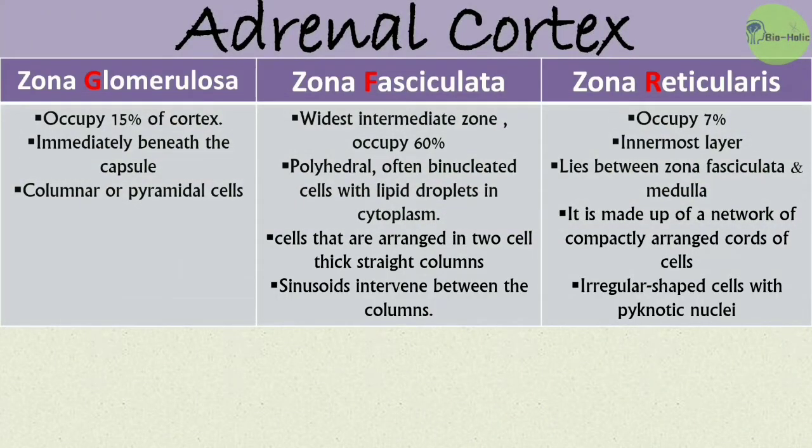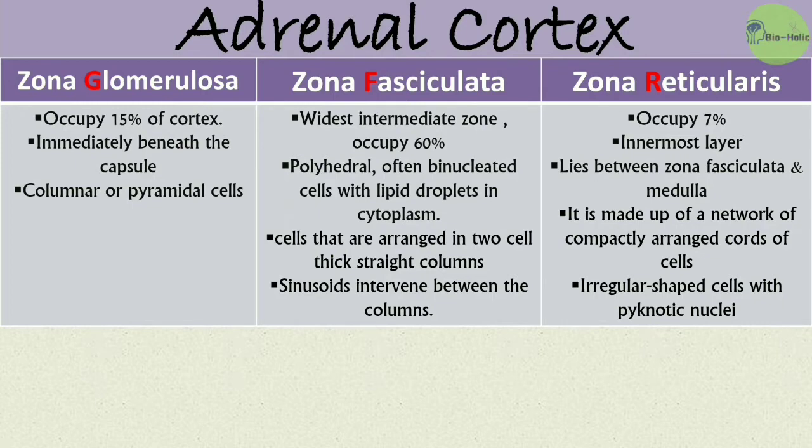It has three layers. The zona glomerulosa occupies 15% of the adrenal cortex, and it is situated immediately beneath the capsule. It contains columnar or pyramidal cells. On the other hand, the zona fasciculata is the widest intermediate zone that occupies 60% of the adrenal cortex. It has polyhedral, often binucleated cells with lipid droplets in their cytoplasm. Here the cells are arranged in two thick straight columns, and sinusoids are present between the columns.